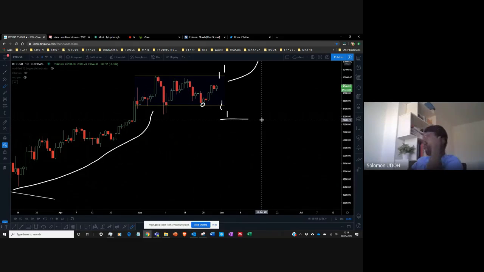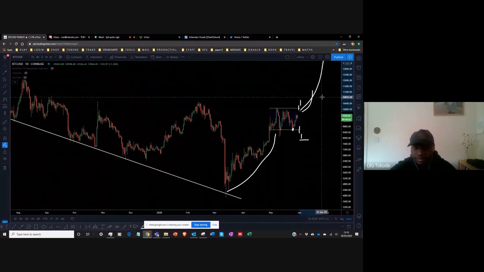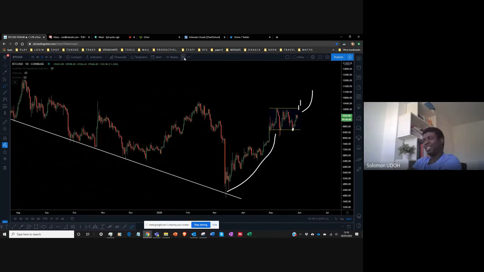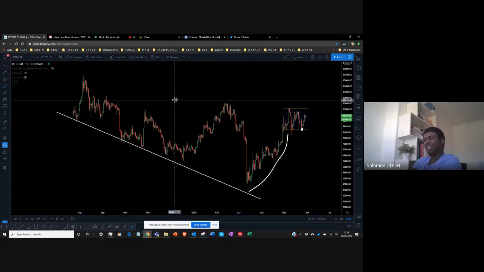So right now we're just bouncing, we're just consolidating. You can make some profit within this range, but the real money is that move. That's the real money.